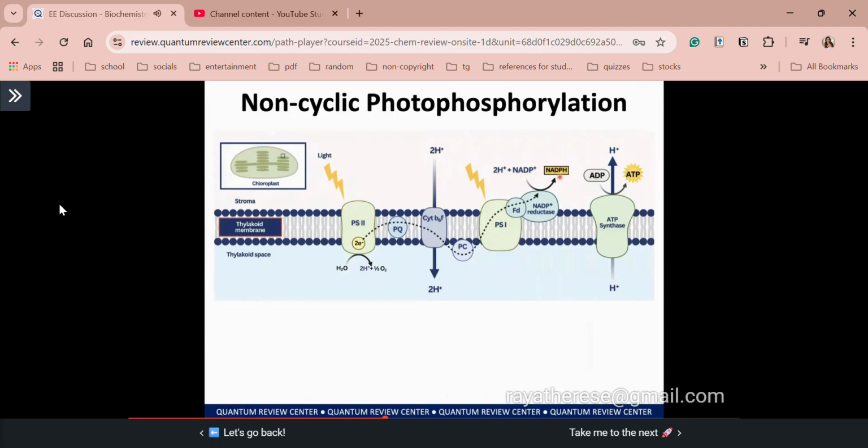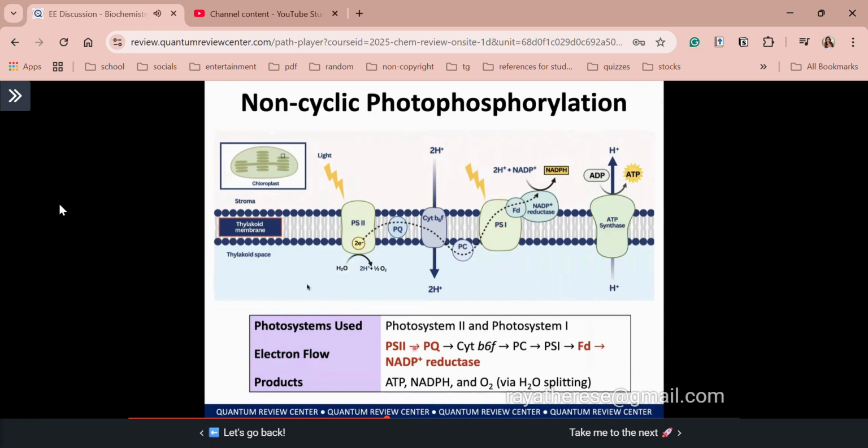So this is your ferredoxin NADP plus reductase complex. They are responsible in the electron transfer all the way through production of your NADPH, okay? Again, in NCP, we both use your photosystems 2 and 1, and here's the specific electron flow in order to produce your NADPH reducing equivalent. Okay, so class, that's it for photosynthesis.